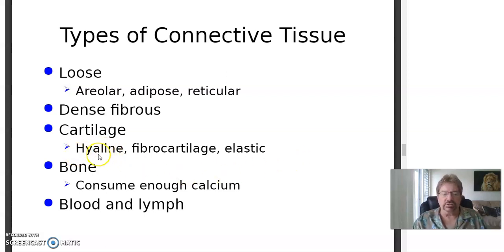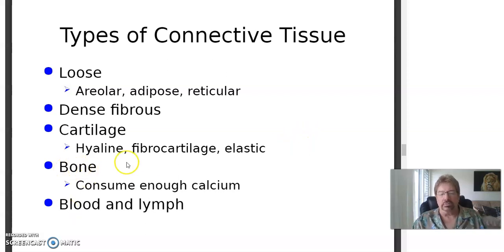Hyaline cartilage is the kind that's found at the end of bones. It's slippery, perfectly smooth. Fibrocartilage, elastic cartilage. Cartilage is real important. There's a lot of it. We touched on some of it, but there's quite a bit more.